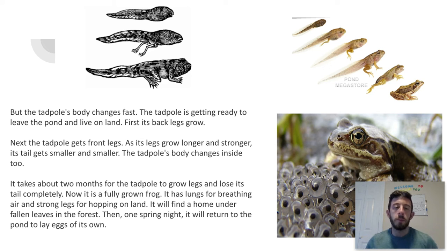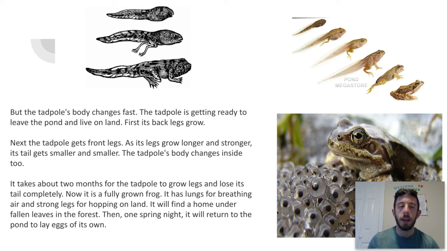But the tadpole's body changes fast. The tadpole is getting ready to leave the pond and live on land. First, its back legs grow. Next, the tadpole gets front legs. As its legs grow longer and stronger, its tail gets smaller and smaller.